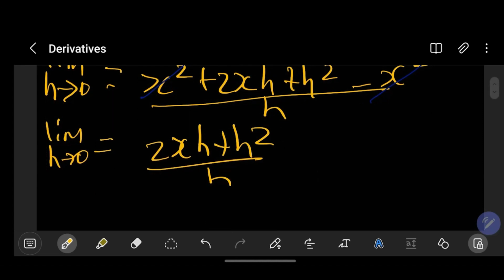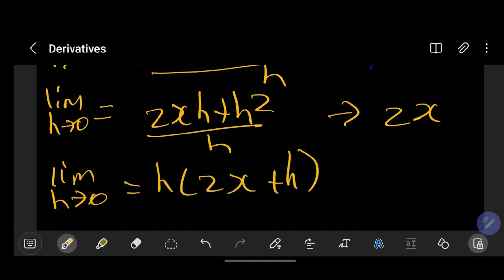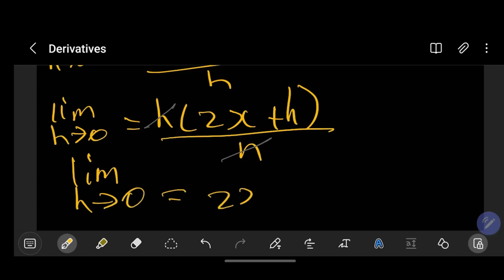Now we're in this form, right? We need to get to the form of 2x, because that's what the power rule is teaching us. What can we do? We can get rid of the greatest common factor, which is h. So h into 2x plus h over h. We pulled out the h from here and the h from there. Now we can get rid of the h's. So this h and that h can cancel out. We now have the limit as h approaches 0 of 2x plus h.